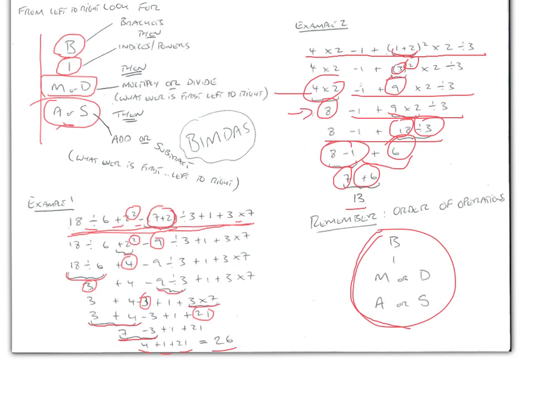And I write BIMDAS like this now because it shows that we have brackets over indices before we work with multiply or divide. They're both equal in which one we do first, but we just do whichever one appears in the sum first as we go from left to right. And then when we've done those, we go on to look at any additions or subtractions, which are equal to each other, and we just do whichever one, an addition or subtraction, happens first as we go from left to right.